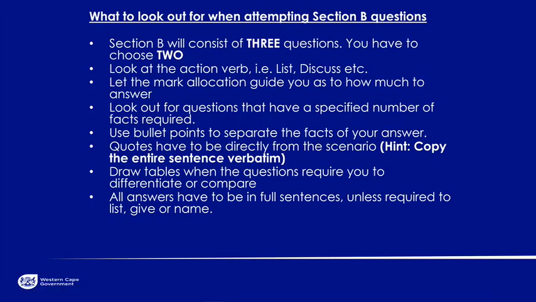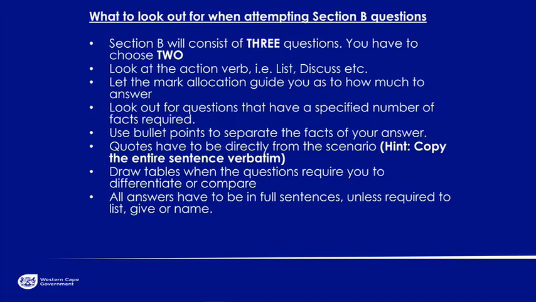Okay, then let the mark allocation guide you, and I'm going to show you as I go through the questions a little bit later how you should let the mark allocation guide you in terms of answering the questions. Use bullet points. Also, look out for questions that have a specified number of facts. So this is, for example, they'll say name 2 things or mention 3 things, because you're only allowed to mention 2 or 3 things depending on the question. You can't answer more than what is asked for in the question. And I'll go through that with you in an example a bit later as well.